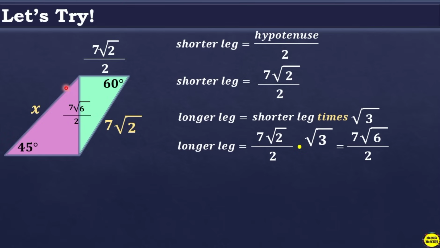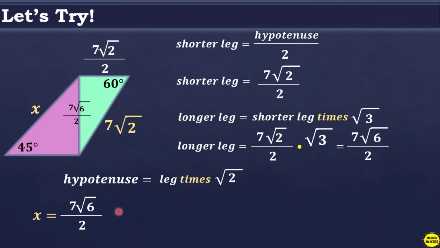Makukuha na natin ngayon yung hypotenuse. So, ang gagamitin po nating formula ng hypotenuse ay yung sa 45, 45, 90 triangle. That is leg times square root of 2. So, your leg is 7 square root of 6 over 2 times square root of 2. So, we have 7 square root of 6 times 2 is 12. So, 7 square root of 12 over 2.